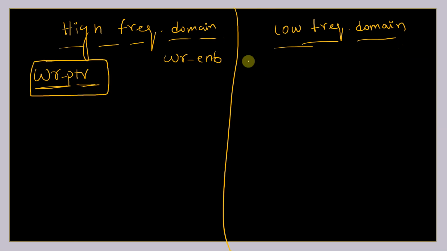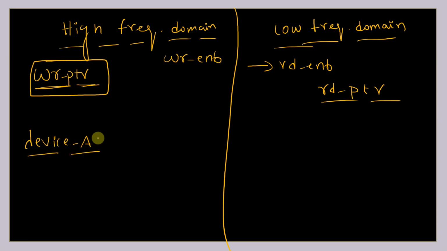Whereas in the low frequency domain, device B is providing read enable signal. So that's the reason read pointer is being incremented in the low frequency domain. Now, what is going to happen in the high frequency domain? Device A is working in the high frequency domain. Now, it needs the information of full condition. Device A needs the condition of full.